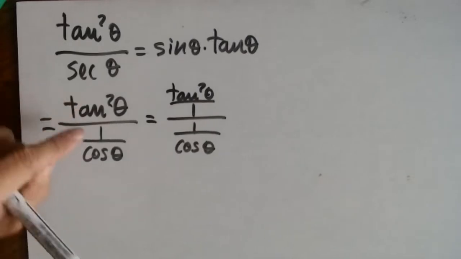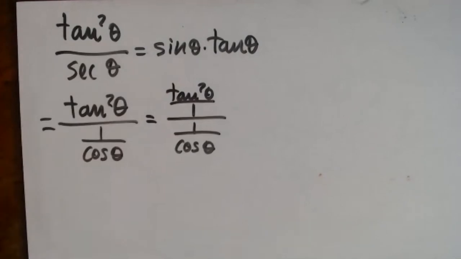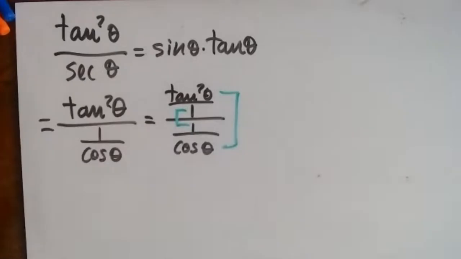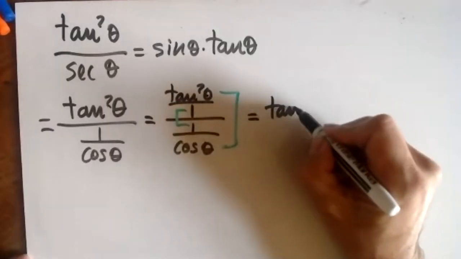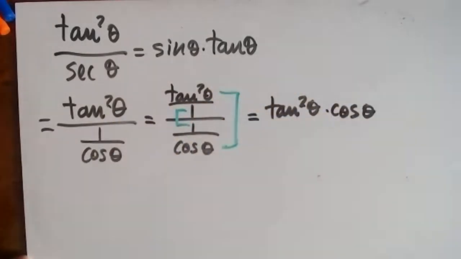So I'm using the sandwich rule. Remember, this is a fraction. I make the top a fraction, so I have a fraction over a fraction. So I'm going to do the sandwich rule: this times this at the top over this times this. So I have tangent square theta times cosine theta, correct?